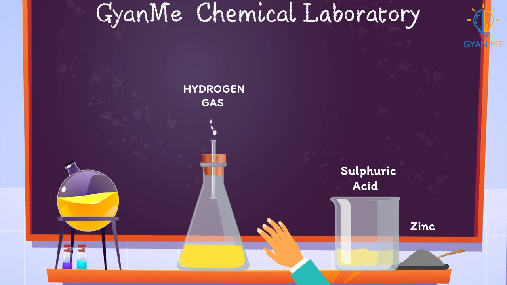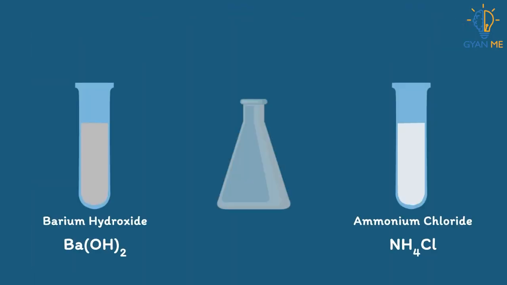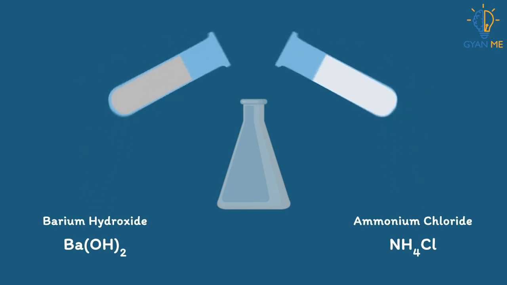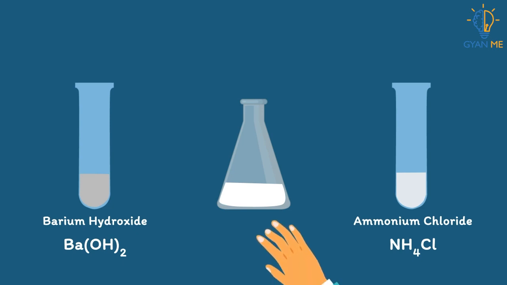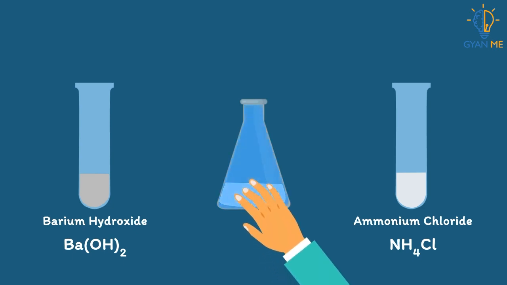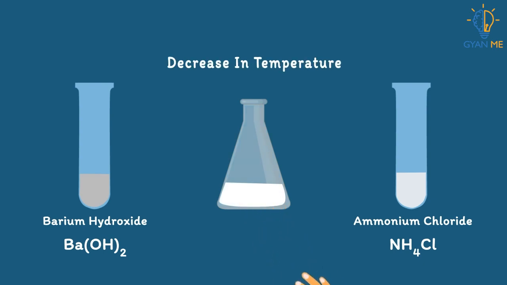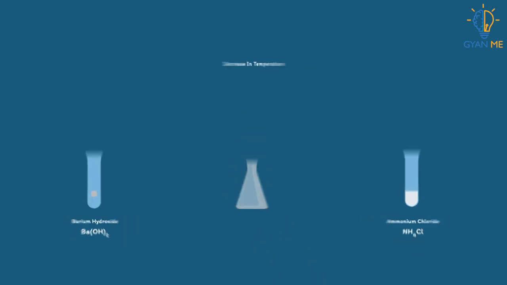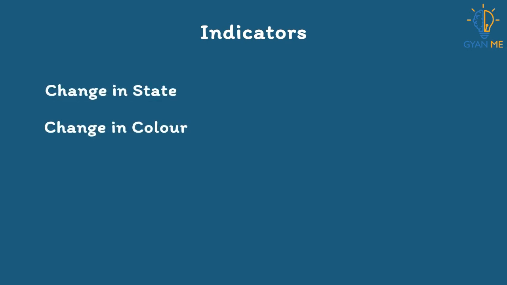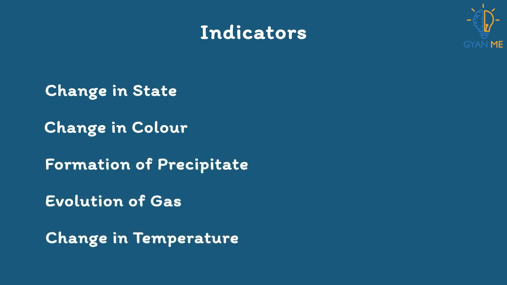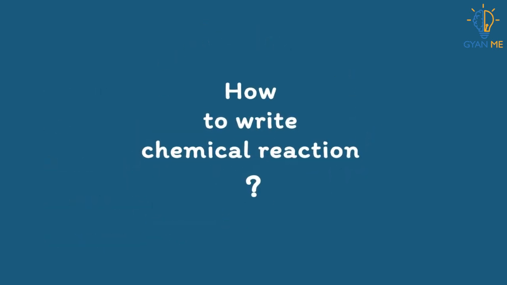Now let us see one example of decrease in temperature. Mix barium hydroxide and ammonium chloride in a conical flask. If we touch this flask after some time, we will feel cold. This implies that there is decrease in temperature. So here we saw many indicators which will indicate whether chemical reaction has taken place or not. They are change in state, change in color, formation of precipitate, evolution of gas, and change in temperature. So in next video, we will see how to write chemical reaction.